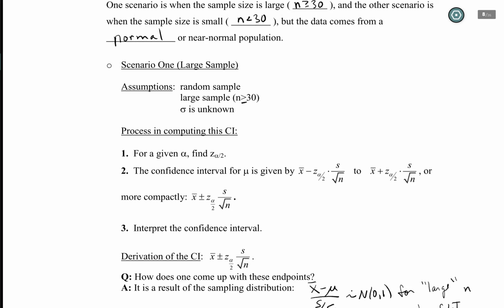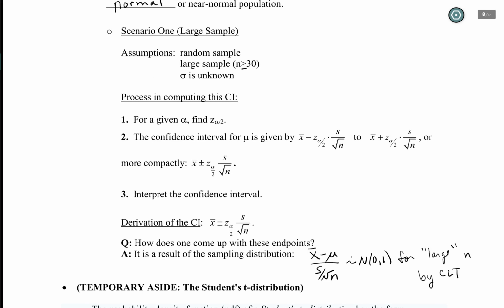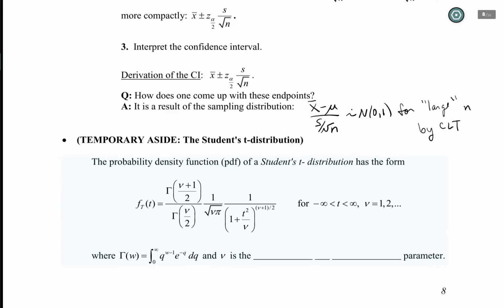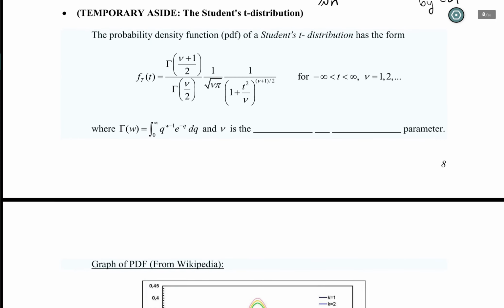Now, this is the large sample size scenario. We're going to get to the second scenario where the sample size is small, but in order to use that scenario, we need to develop a new probability distribution. And that new distribution for us is called the student's t distribution. And so here I have the probability density function of a student's t distribution. This is a continuous distribution. And when you look at it, if you thought the PDF for the normal distribution was a mess, this is really a mess.